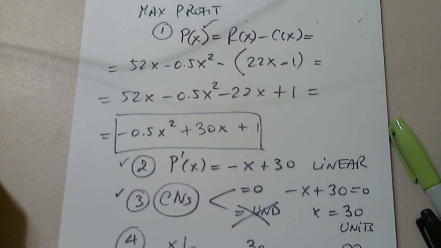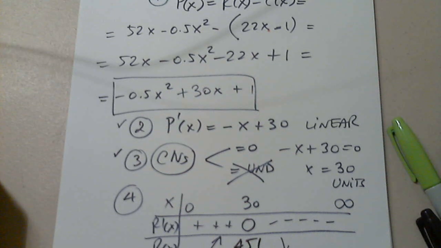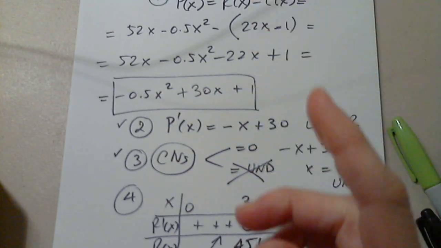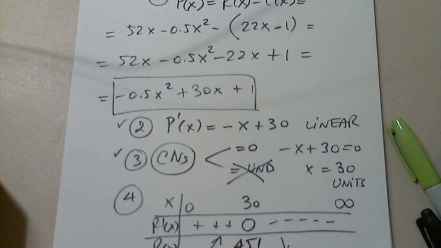So what this means is that, where are we? Okay, so what does this mean? It means that the absolute maximum is $451, and it is obtained when we manufacture and sell 30 units.